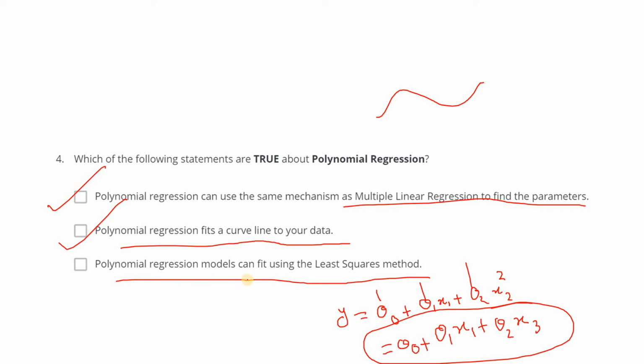The next one: polynomial regression models can be fit using the least square method. Yes, because ultimately whatever regression you follow, the main aim is minimizing the mean square error. That is, our prediction minus actual, square them, then take the sum of all of those values, and then take the average, that is, the sum divided by the total number of data points present in our training data. That mean square error we always need to minimize, and we need to find theta naught, theta 1, and so on up to theta n, for which the mean square error is minimized. That is nothing but the least square problem use case. So option C is also correct.